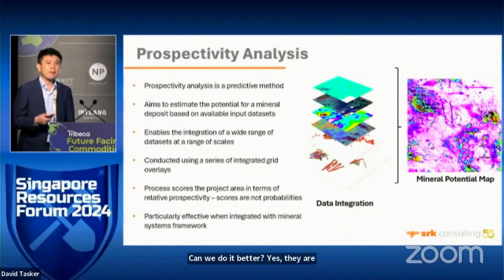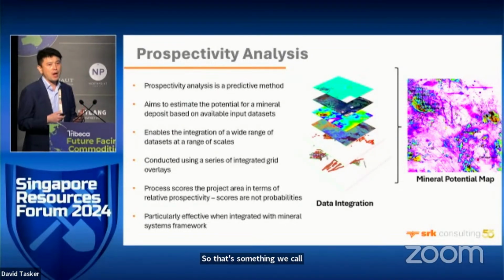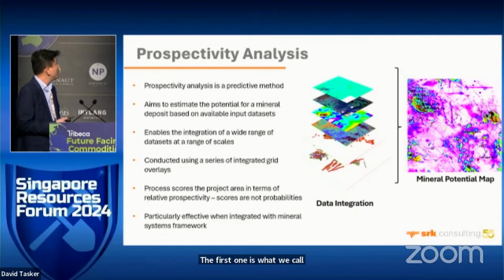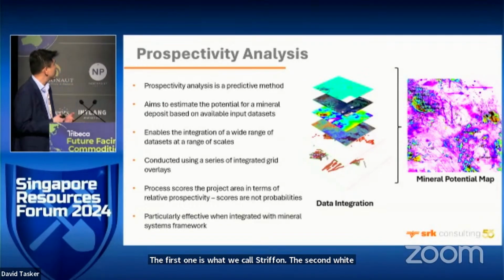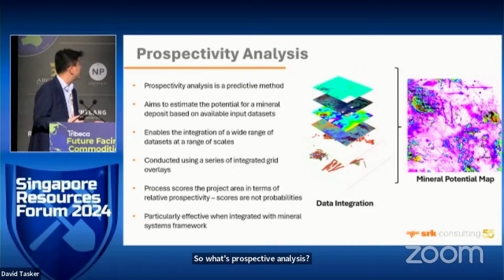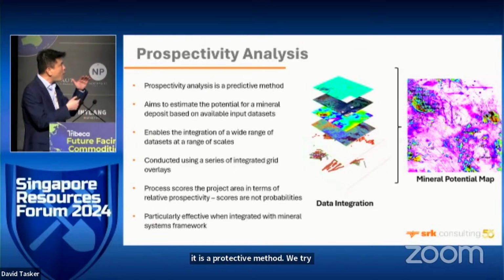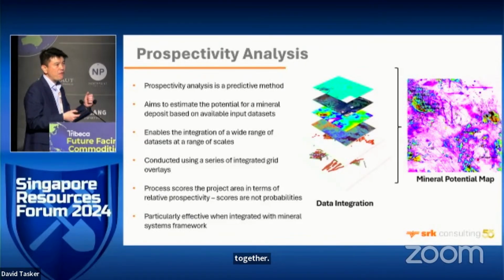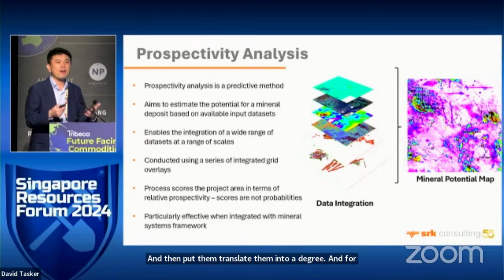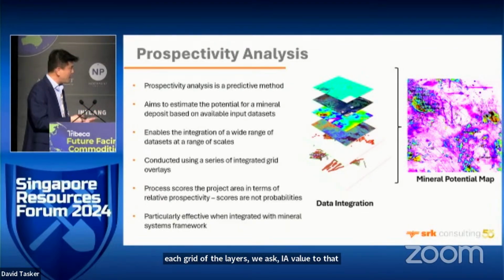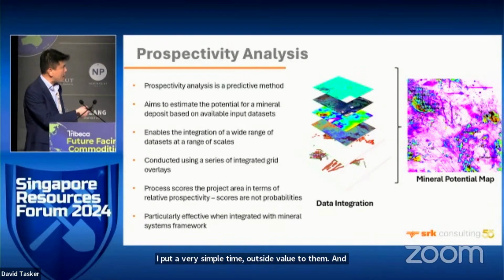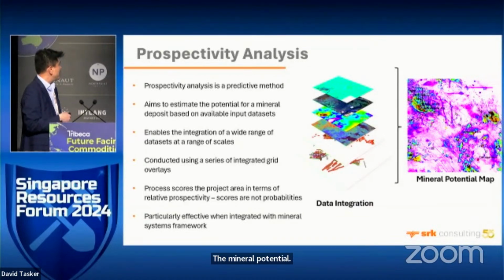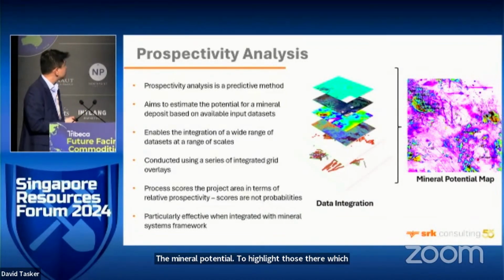That's something we call prospectivity analysis. There are two different ways to do prospectivity analysis. The first one is what we call knowledge-driven. The second one is data-driven. So what's prospectivity analysis? Prospectivity analysis is a predictive method. We try to put all the data together and translate them into grids. And for each grid layer, to put it in very simple terms, we assign a value. Ultimately, we want to produce a map like on the right-hand side, the mineral potential map, to highlight those areas which are the most prospective.